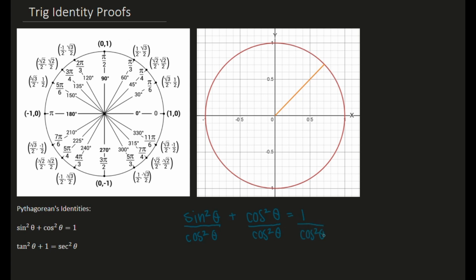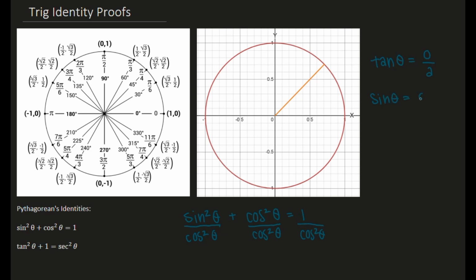Okay, and sine over cosine is tangent. So let's take a moment real quick just to show that those two things are equivalent. So the tangent of theta, if you're thinking SOHCAHTOA, TOA, tangent is the opposite over the adjacent.